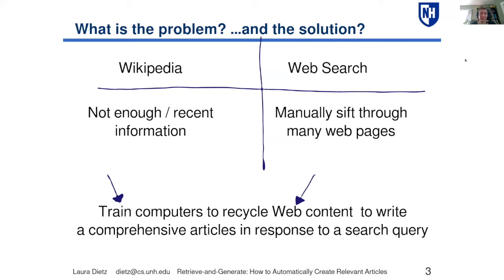So if Wikipedia doesn't have the information, then you have to turn to web search. And in web search, you essentially have to manually sift through many web pages on your own, just with your hands and no further computer support. And I find this really not satisfying. So I think we should train computers to recycle the web content, to write a comprehensive article in response to a search query. And that shouldn't be so hard, right?